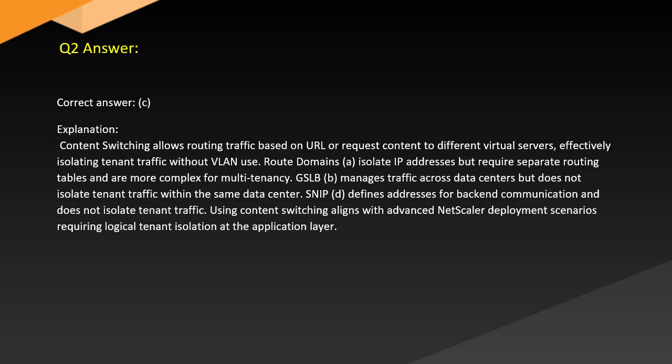Answer. Correct answer: C. Explanation. Content switching allows routing traffic based on URL or request content to different virtual servers, effectively isolating tenant traffic without VLAN use. Route domains isolate IP addresses, but require separate routing tables and are more complex. For multi-tenant GSLB, B manages traffic across data centers, but does not isolate tenant traffic within the same data center. SNIP defines addresses for backend communication and does not isolate tenant traffic. Using content switching aligns with advanced NetScaler deployment scenarios requiring logical tenant isolation at the application layer.